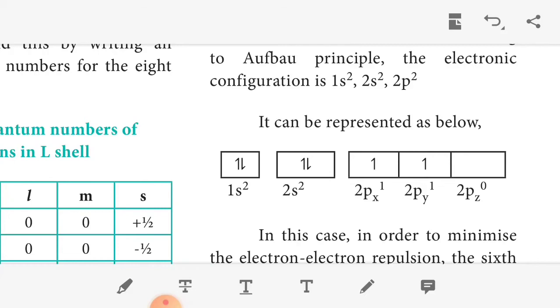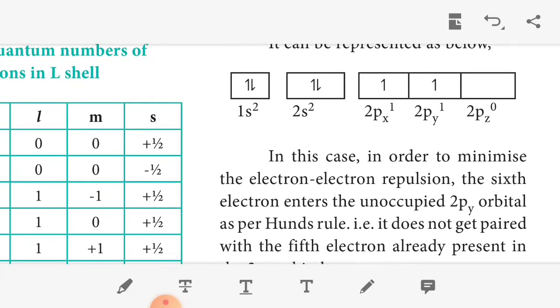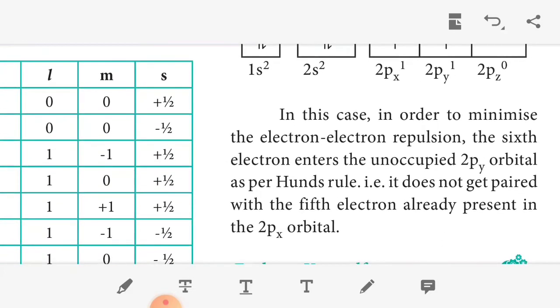Okay, it can be represented like this. The 1s accommodates 2 electrons, 2s accommodates 2 electrons, then 2px accommodates 1 electron, then 2py accommodates 1 electron. In order to minimize the electron repulsion, the 6th electron enters the unoccupied 2py orbital. As per Hund's rule, it does not get paired with the 5th electron already present in the 2px orbital. So in this case, it is in order to minimize the electron repulsions. Okay, this is Hund's rule.